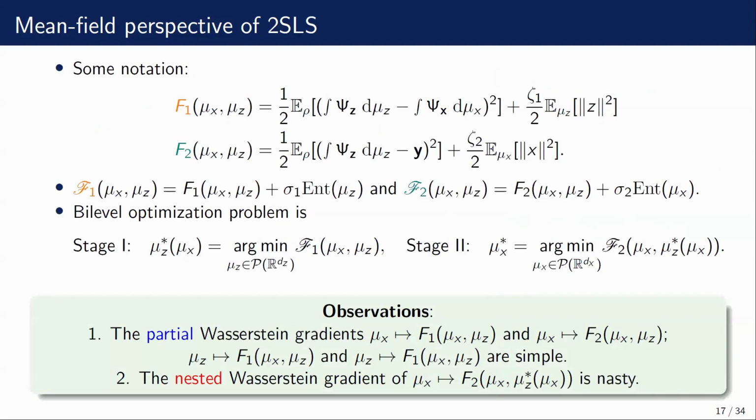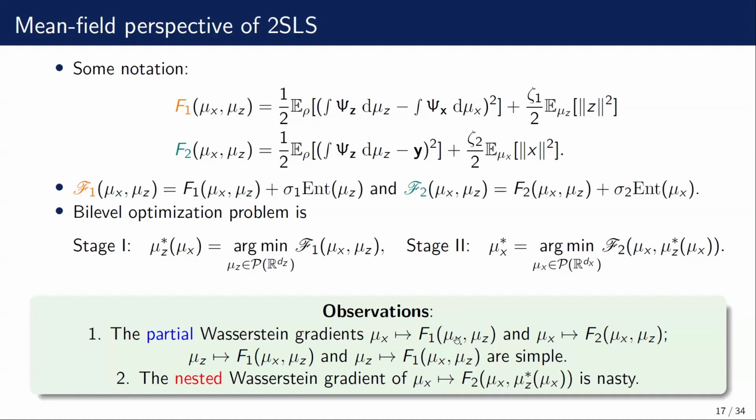Okay, then a lot of notation. I call big F1 the stage 1 objective without entropy, F2 the stage 2 objective, again without entropy. This fancy F is stage 1 plus entropy, and fancy F is stage 2 plus entropy. And now the bilevel optimization problem becomes like this. I just used the notation to make the problem presented in a simpler way.